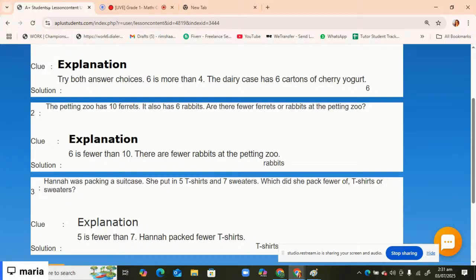the petting zoo has 10 ferrets. It also has 6 rabbits. Are there fewer ferrets or rabbits at the petting zoo? So we are just going to write the fewer number, 10 ferrets and 6 rabbits. So which is the fewer number? Everyone tell me, ferrets or rabbits? Yes, ferrets or rabbits, which one is the fewer number?